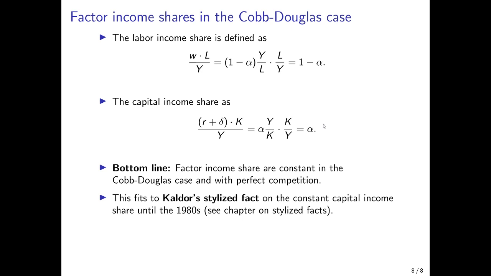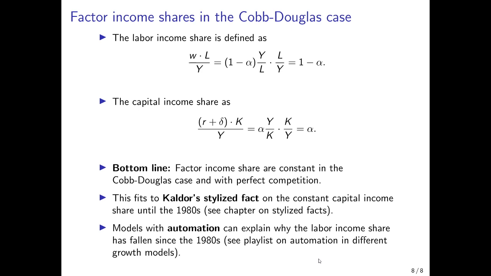However, as I said, this held true until the 1980s and it conforms to one of Kaldor's stylized facts that you know from the chapter on the stylized facts, namely that the factor income shares stay constant. So the share that is paid to capital stays constant and the share that is paid to labor stays constant. However, since the 1980s, the capital income share has increased in most countries in the world, and the labor income share has decreased.